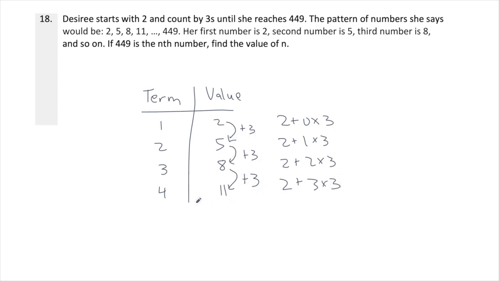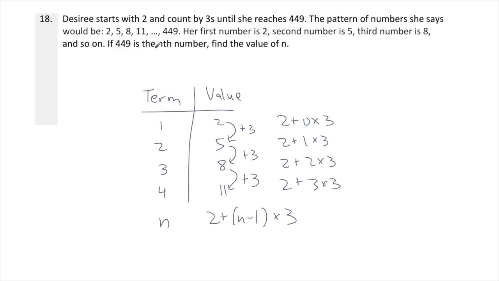Now we can look for a pattern. When we have the term 4, we add 3 4 minus 1 times. When we have the term 3, we add 3 3 minus 1 times. So when we have the term n, we add 3 n minus 1 times, so we can write the value as 2 plus n minus 1 times 3.